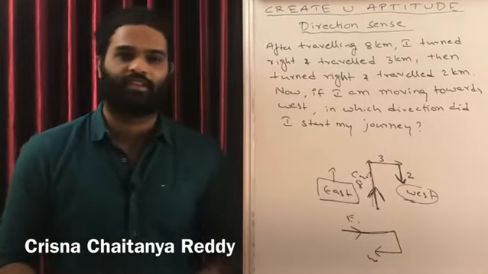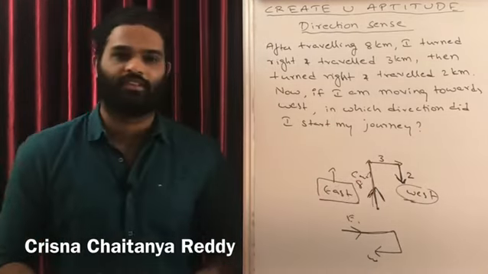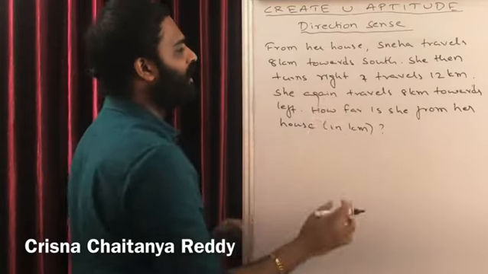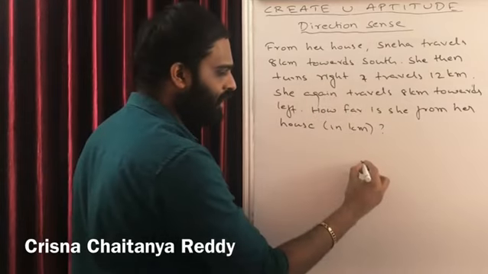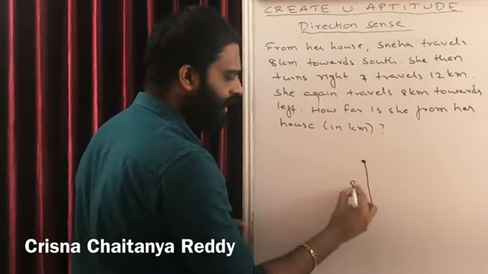Let us answer one more question. Suppose the question is: from her house, Sneha travels 8 kilometers towards south. She then turns right and travels 12 kilometers. She again travels 8 kilometers towards left. How far is she from her house? Very simple. This is similar to what we have done before. From her house, Sneha travels 8 kilometers towards south. Let us take the south direction, 8 kilometers.